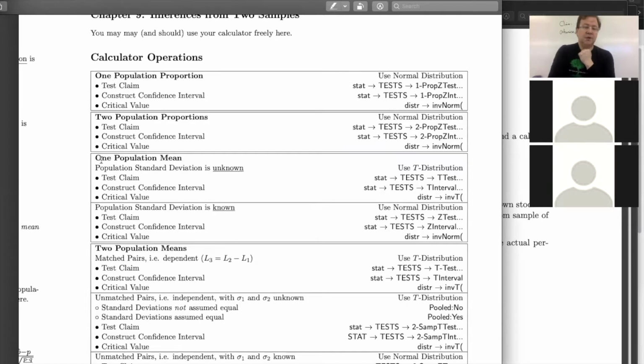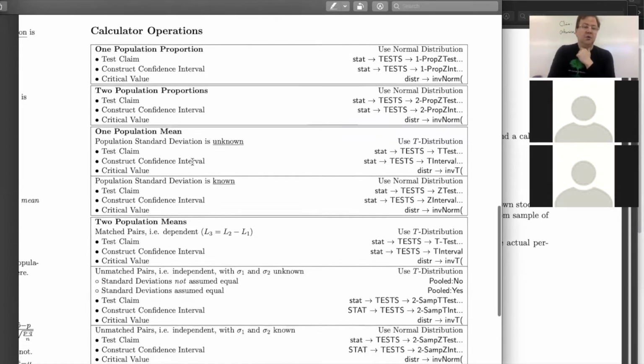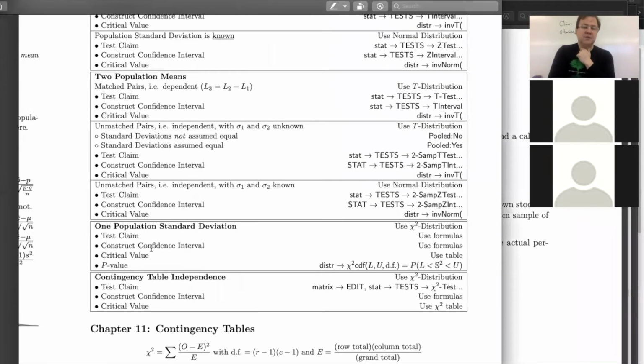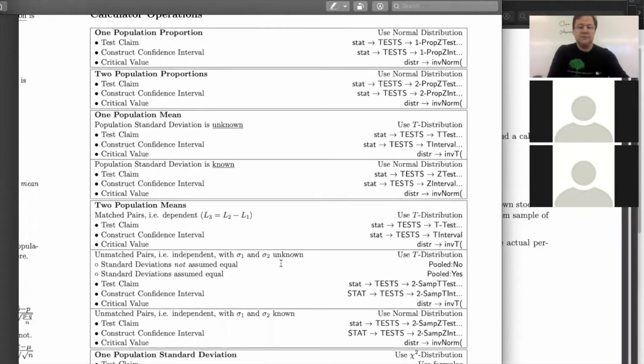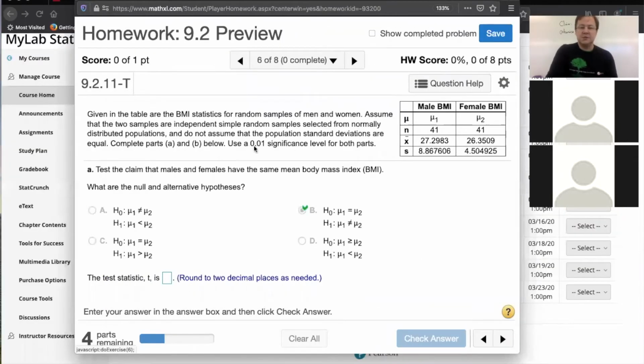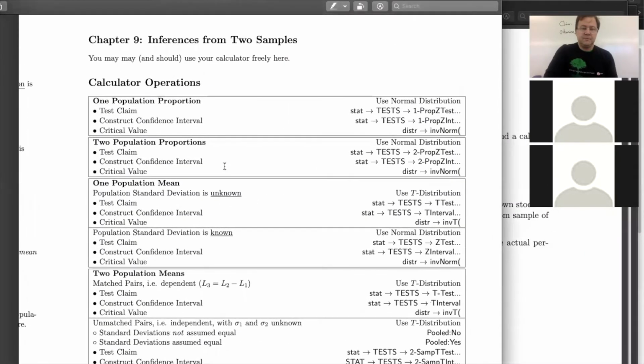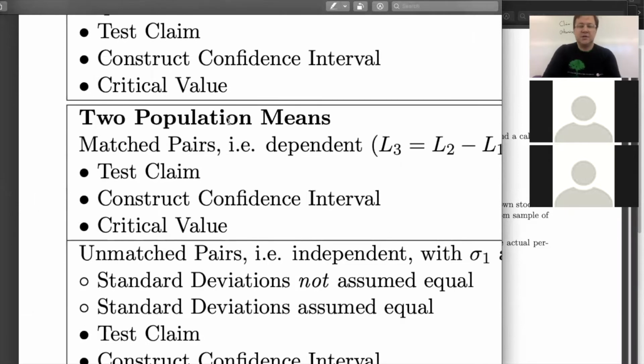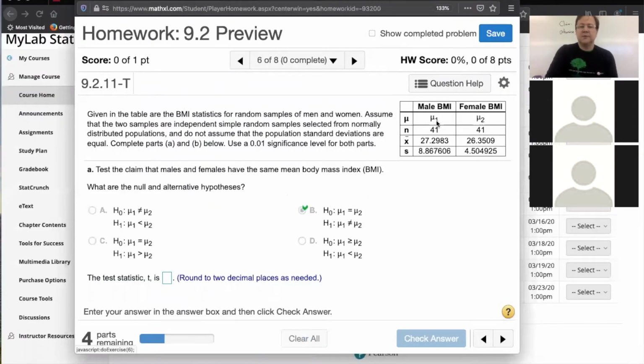Or is this a claim about one population mean? Or is it a claim about two population means? Is it one population standard deviation? Is it a contingency table for independence? One of those possibilities describes this situation. I would say it's two population means. That's right. You got it right. So two population means is exactly where you want to be looking. And you can tell because we're comparing two population means, mu1 and mu2.